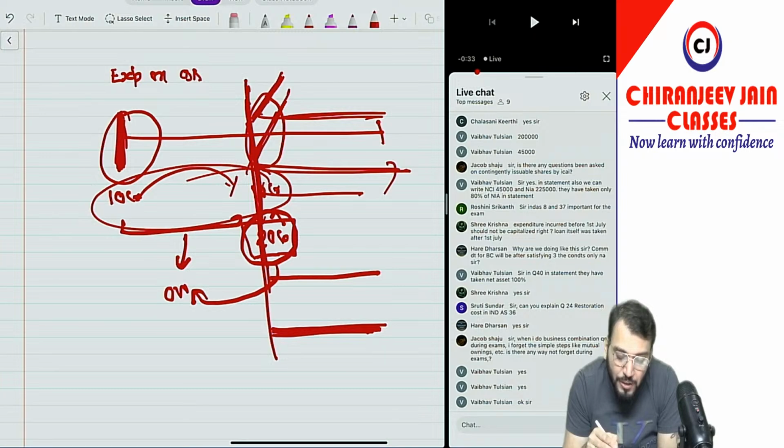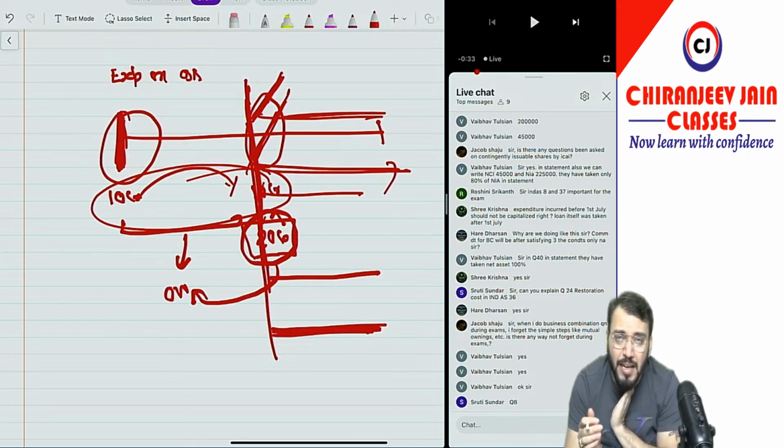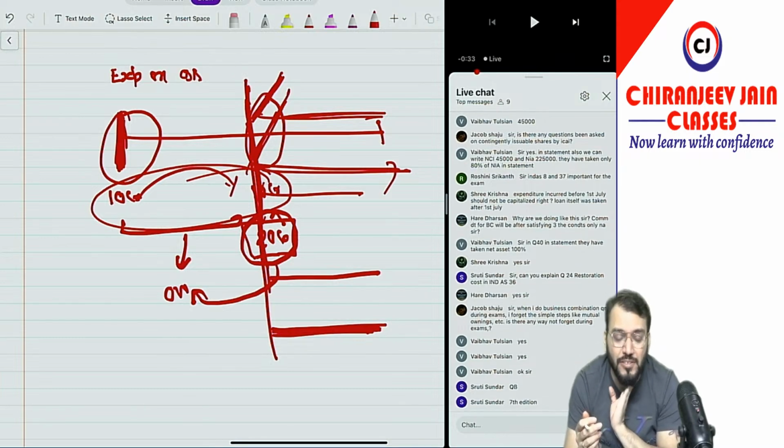Jacob: Sir, when I do a business combination question during the exam, I forget a simple step like mutual owing, etc. Is there any way not to forget during the exam? Mutual owing means what? The intercompany balance you are saying. Intercompany balance needs to be cancelled.